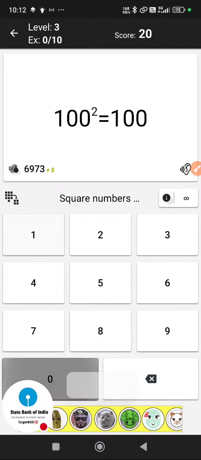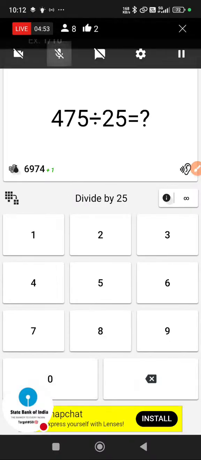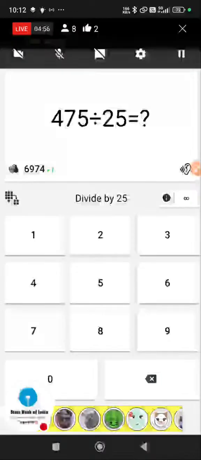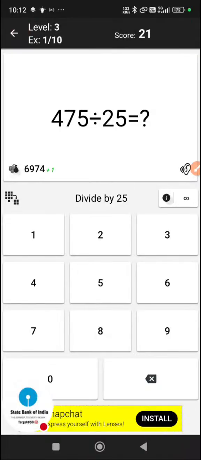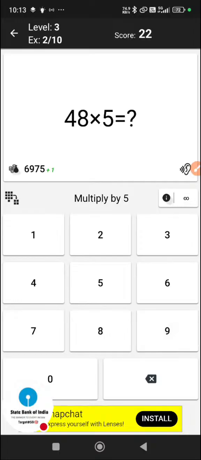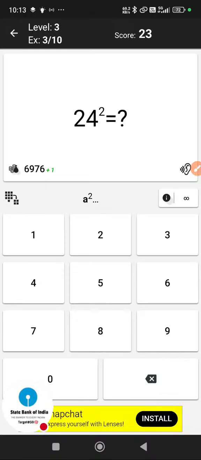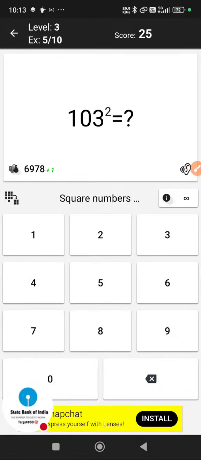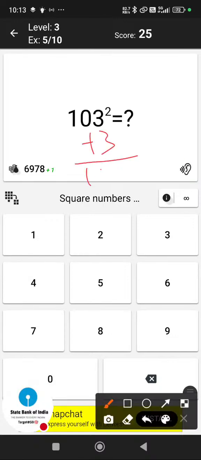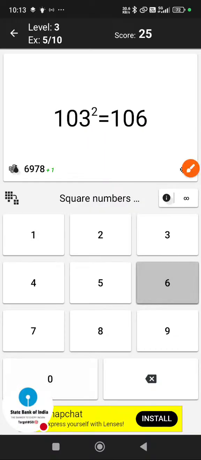100 square. This will be 1 time and 275. Wait a second, 9 times. This will be 48 5 times 240, 24 square, 576, 1400. It is 3 more than 100, so adding 3 we get 106 and 3 square 09. So answer will be 10609.